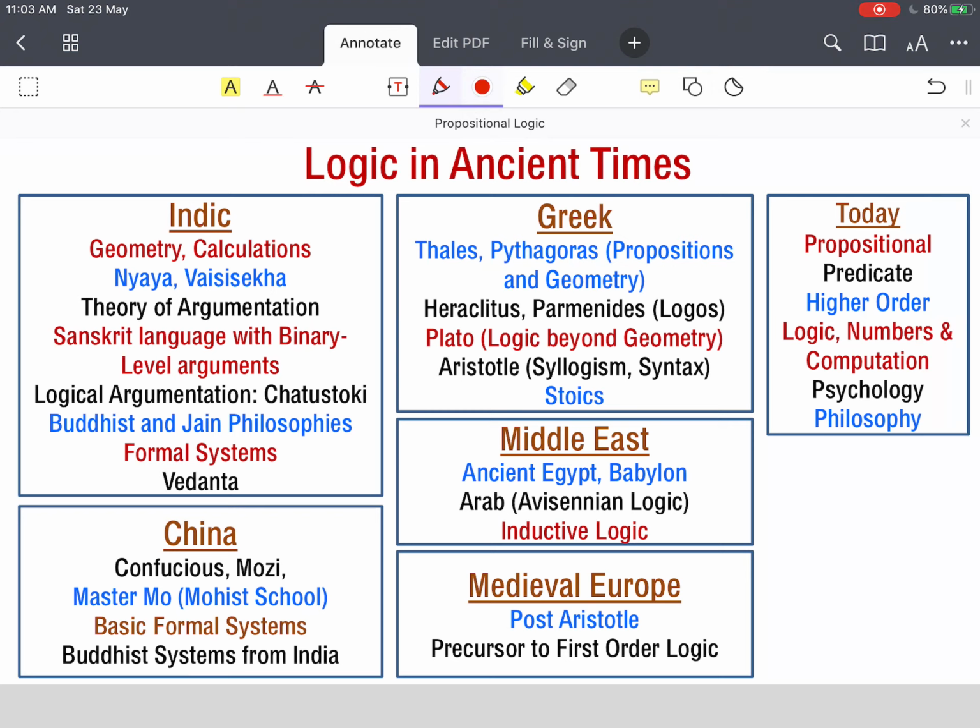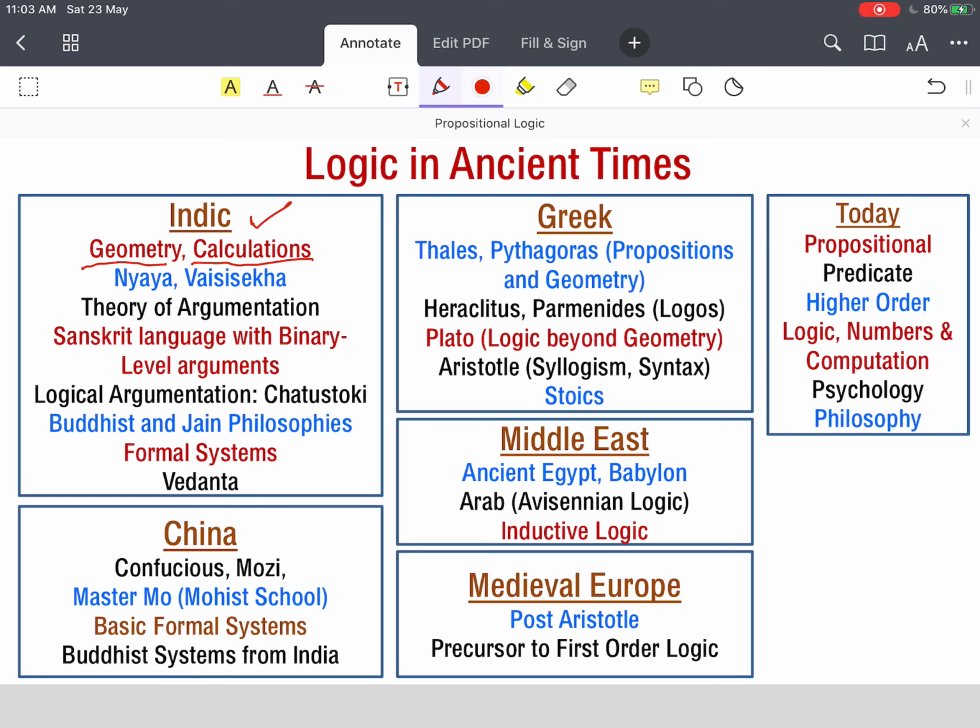Other than today's modern logic and theory of logic, and its relationship with many other things like number theory, computation, circuits, and several other things, logic has had a history which developed independently as well as with interactions of various civilizations. In the Indic school of thought, geometry and various calculations in any case required logic. So logic was embedded in geometry, in calculations, in mathematical principles.